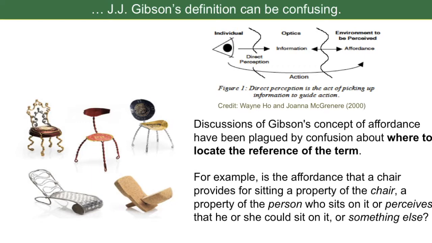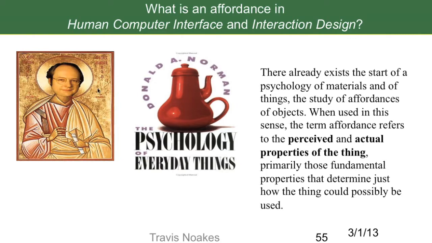So Don Norman and Jacob Nielsen, whose picture's here, came up with the idea that you should differentiate between actual affordances and perceived affordances. So if you had the invisible chair, certainly the chair affords sitting, but it's kind of useless because nobody can see it and they can't sit on it.